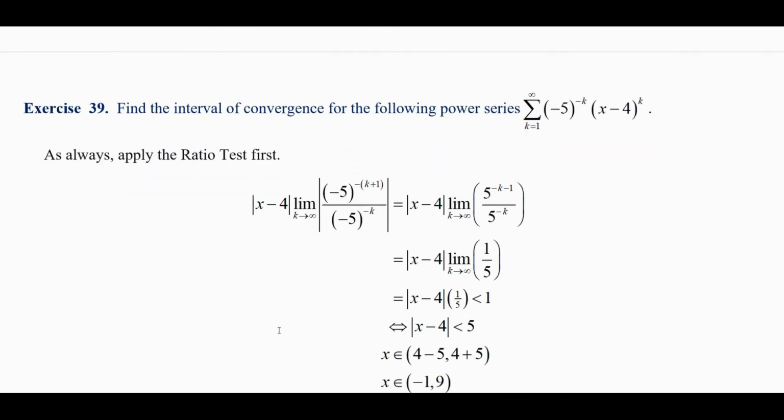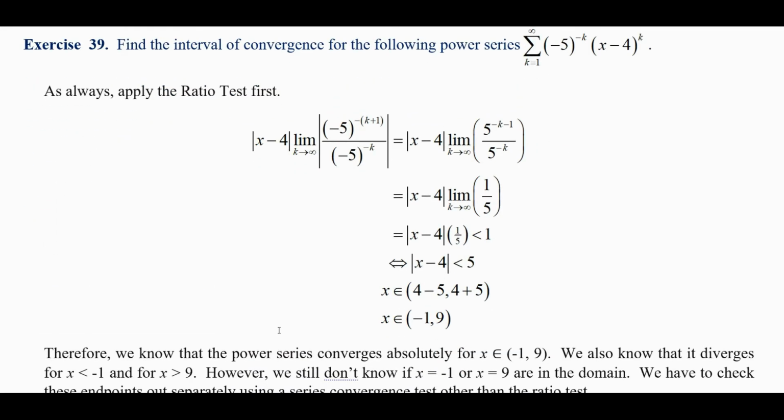Okay. Find the interval of convergence for the following power series: negative 5 to the negative k, times x minus 4 to the k. Okay, so let's work that out. Again, you always have the absolute value of the x minus a, the x minus 4 in this case, and then the limit of the ratio of the coefficients.